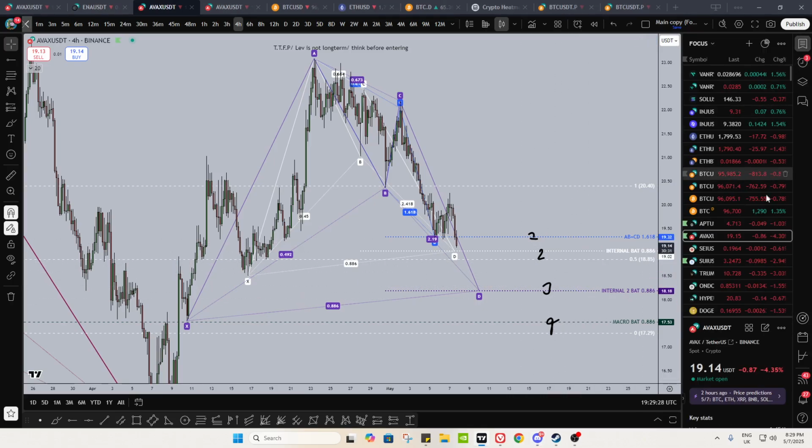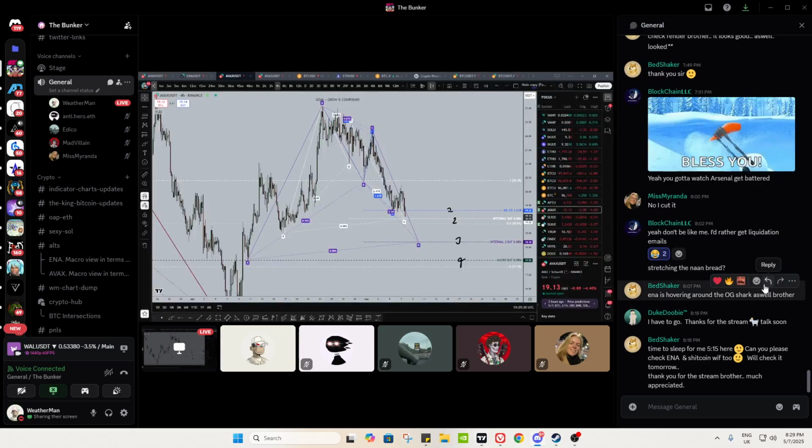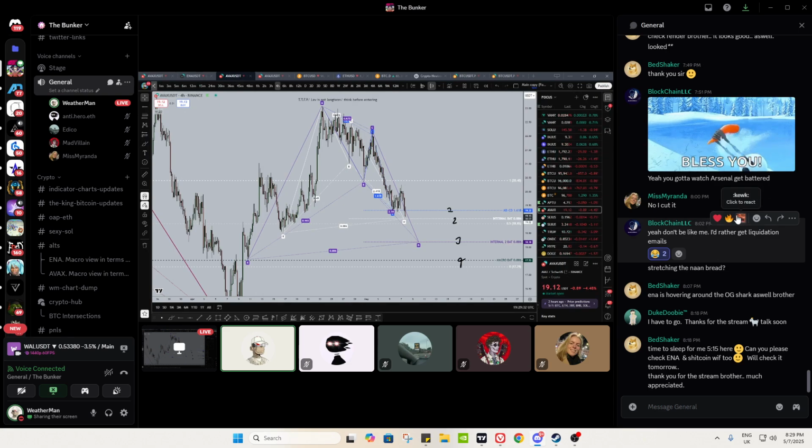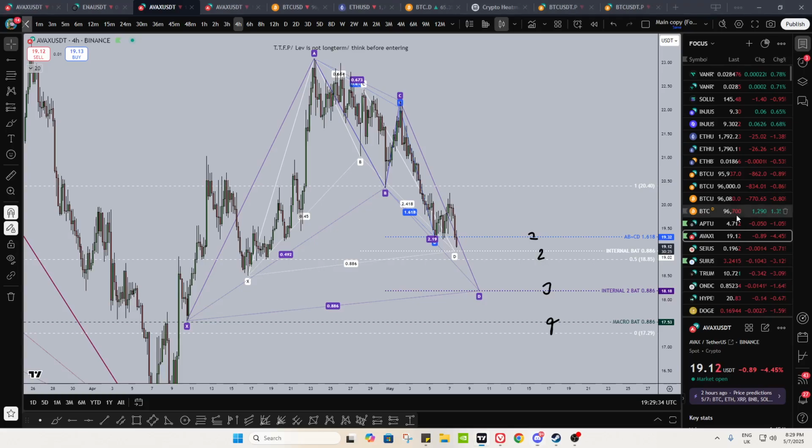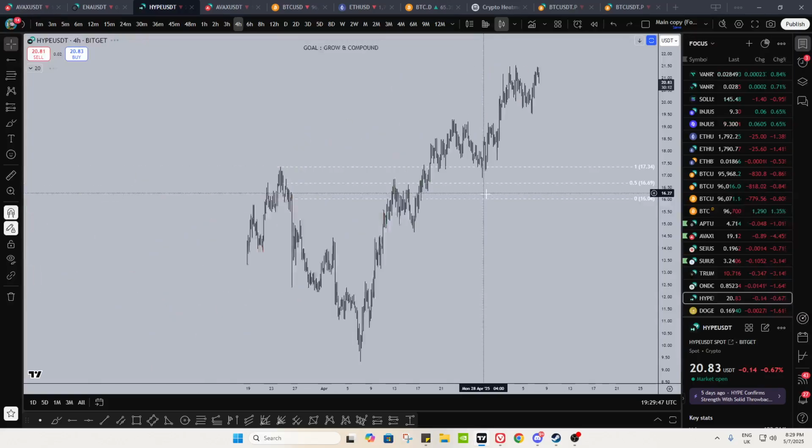But yeah, that's AVAX. And I'll look at ENA and then I'll end it there for today. And if you guys have any other coins you want me to look at, put it under chart requests, right? And I'll get back to it when I have time again, and I'll just put it underneath the chart request area. Otherwise, hype on the way up still, moving up.